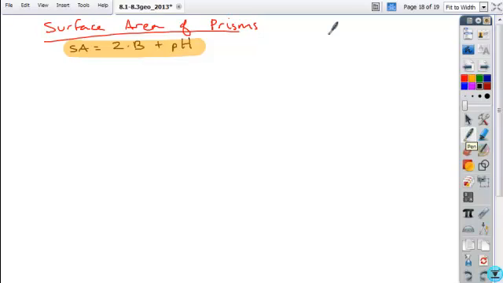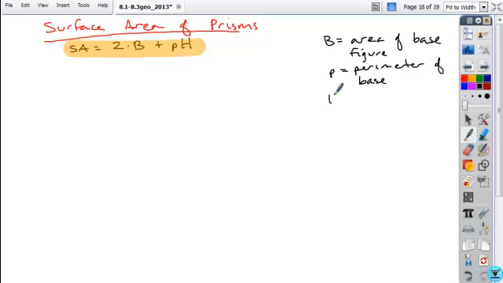formula where, again, if we look at these, the B value was the area of the base figure. P represents the perimeter of the base. And H, again, is the height of the solid. Okay, so by using this formula, you can find the surface area for any prism and any cylinder. All you have to do is adjust your capital B value and the P value depending on what the shape of the base is.